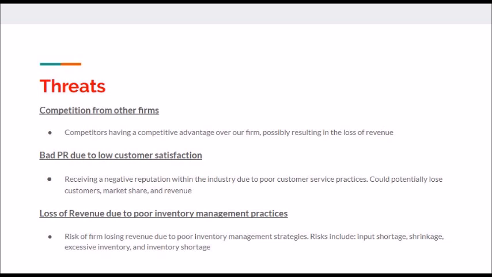The top 3 risks to our firm included competition from other firms, bad public relations due to low customer satisfaction, and loss of revenue due to poor inventory management practices. When a competitor has a competitive advantage over us, it can negatively impact our firm and cost us millions of dollars.